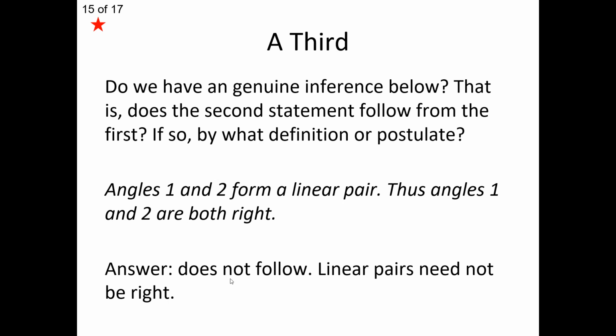There is no conclusive evidence that my second statement has to be true because of what was made in the first statement. So down here it says, does not follow, linear pairs need not be right. They don't have to be right angles, okay? They could be really any 2 angles that are adjacent and their non-common sides form a line. They don't both have to be right angles. Now, could they be? Yes. But to make a genuine inference, it has to be something guaranteed true 100% of the time that's being made or drawn from the first statement.